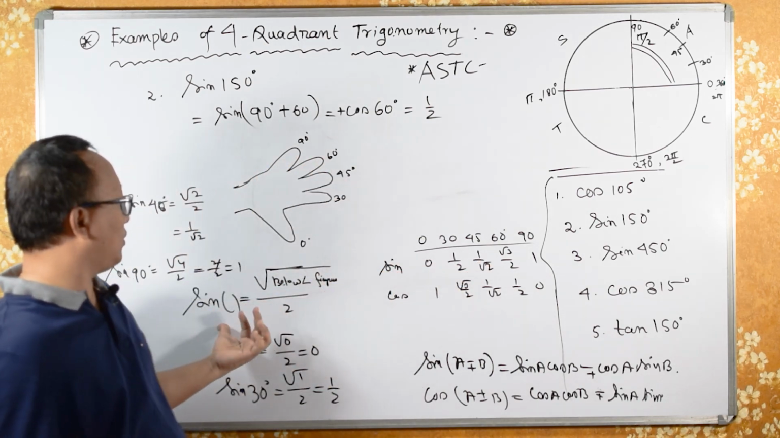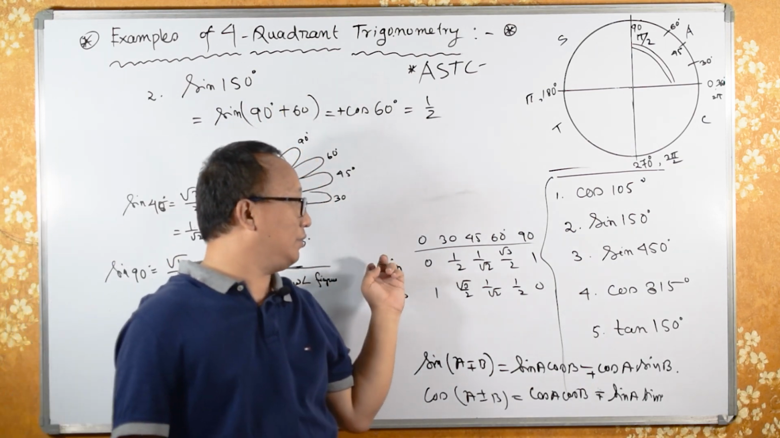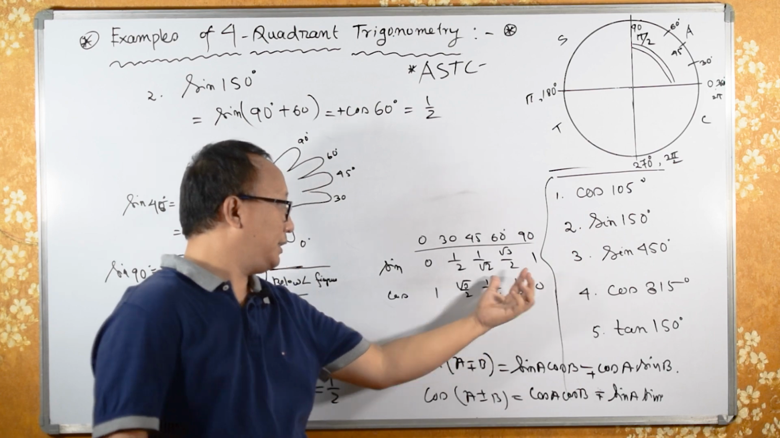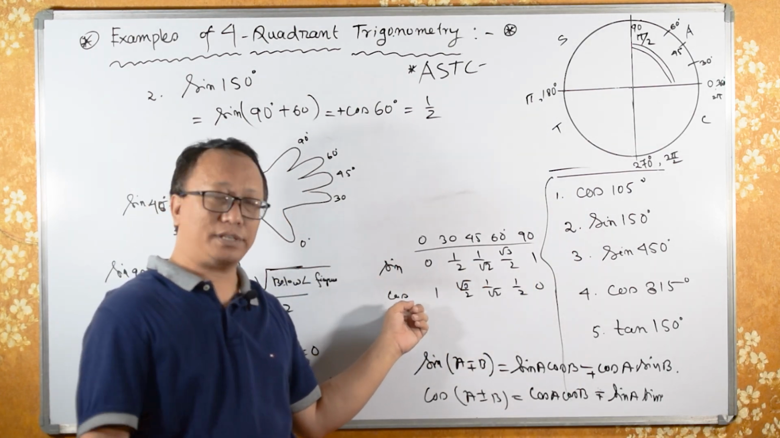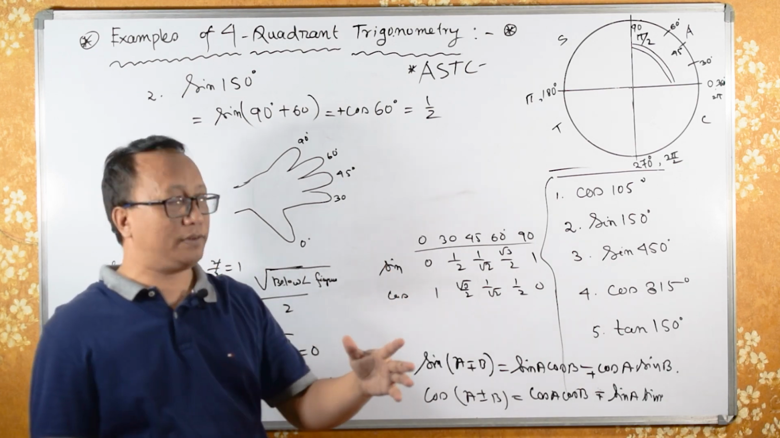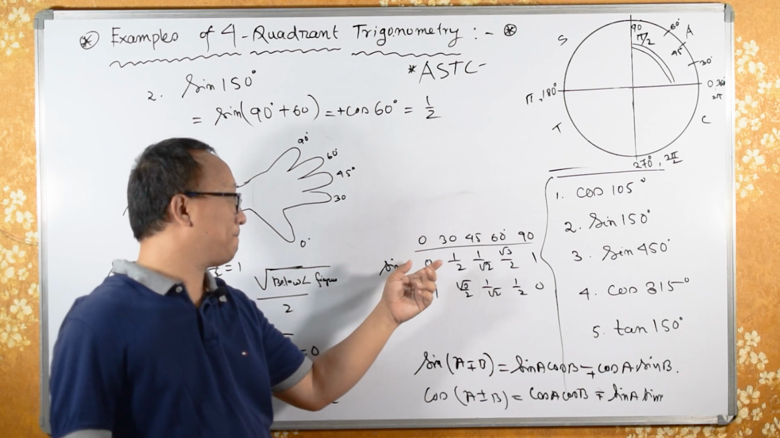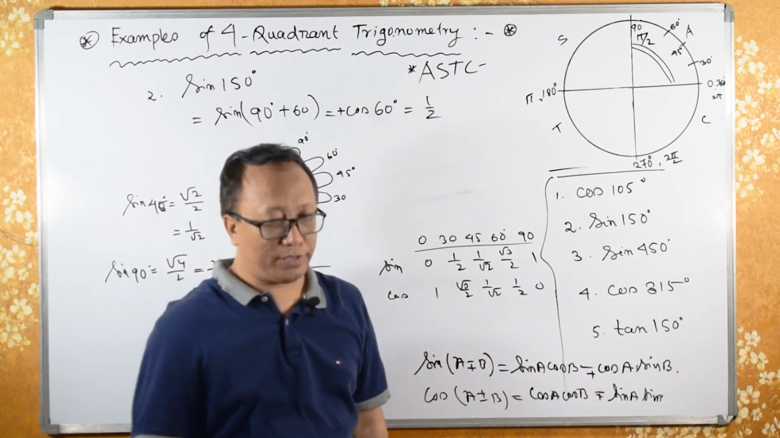Similarly, you can find cos angle from the fingers, or once you know sine, just reverse it, you will get cos. If you know sine and cos, all trigonometric functions you can find. Tan theta is sine by cos. Cot is 1 by tan, cosec is 1 by sine, sec is 1 by cos. So all trigonometric functions you can find, okay.